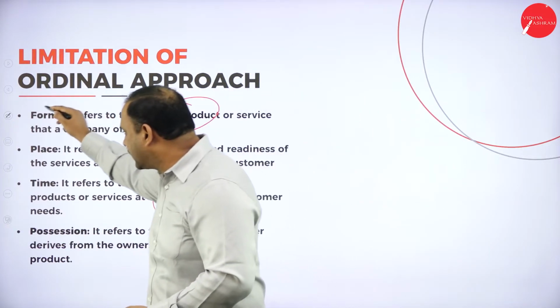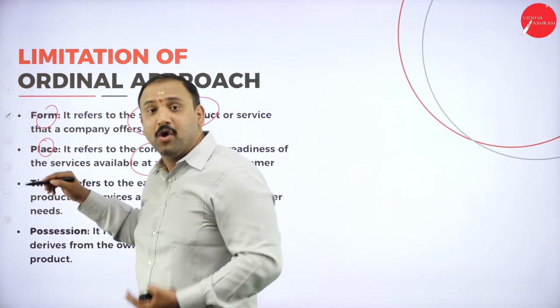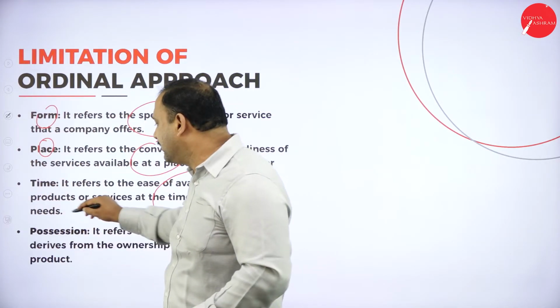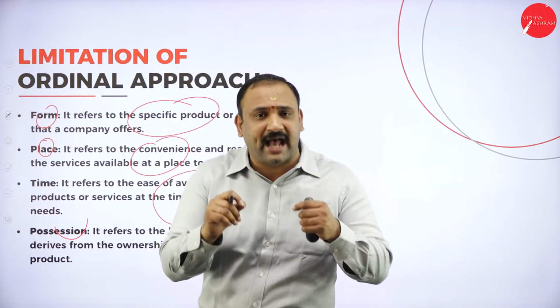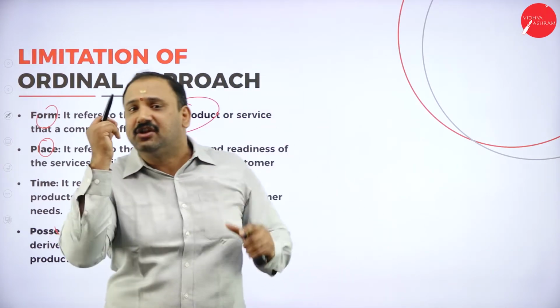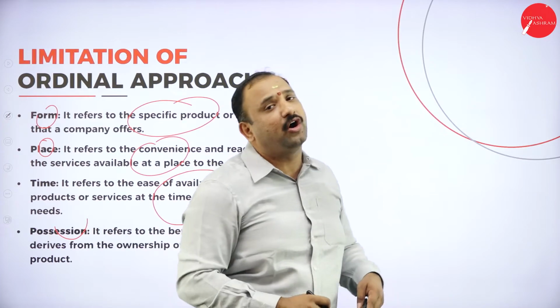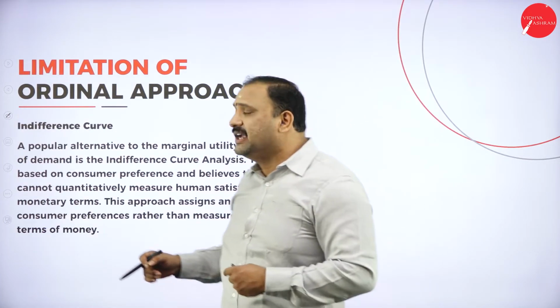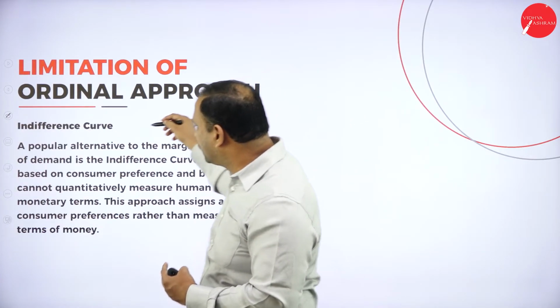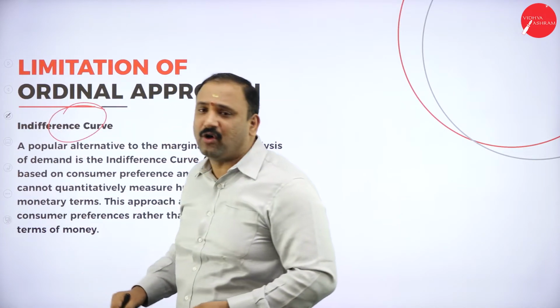So for example, what kind of form, which place are we looking at, what time zone the consumer is buying in, and what kind of possession the consumer has over the product. These things cannot be explained using the ordinal approach. Followed by the limitation, now we get over to the indifference curve altogether.